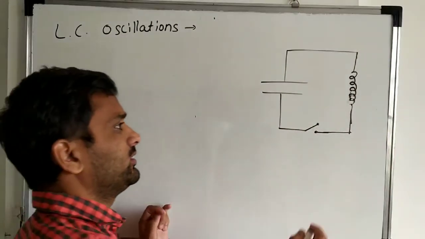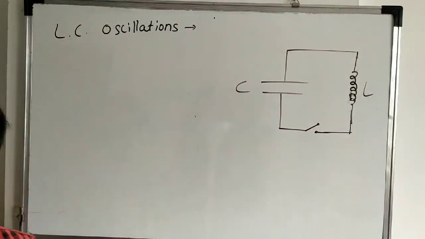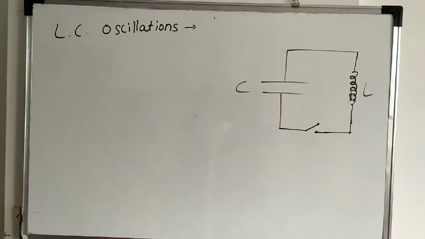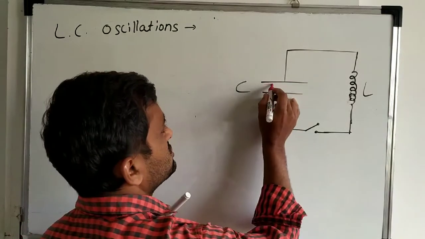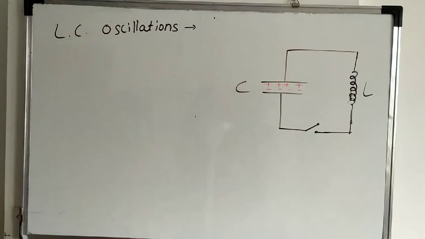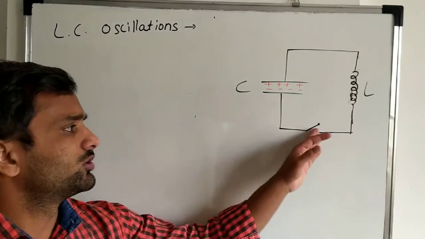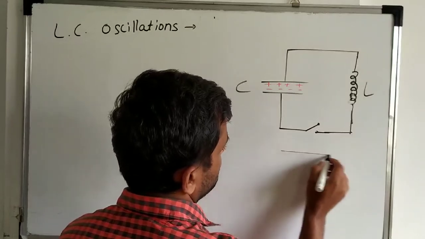So inductor L and capacitor C are connected in parallel with each other. This is the parallel combination of the capacitor and the inductor. Now the switch is open. Initially we consider the capacitor as fully charged. Charged means the positive charges are developed on one plate, while the negative charges are developed on the other plate. What happens if you close the switch? In case of a closed switch, what will happen to the circuit?